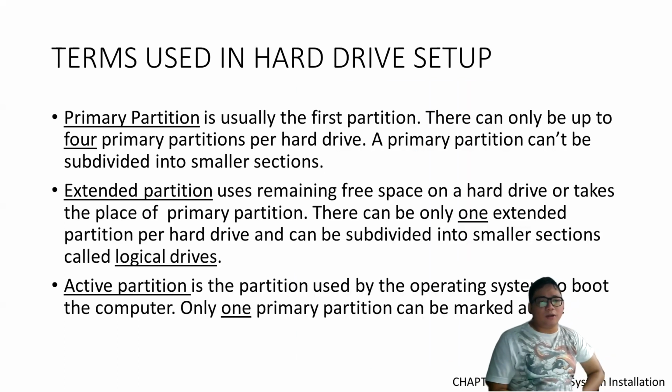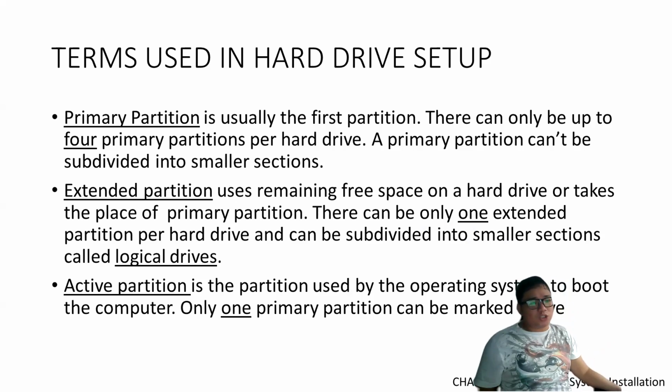Okay. So the terms used in hard drive setup, we have the primary partition. It is usually the first partition. There can only be up to 4 primary partitions per hard drive. So 4 lang ang maximum. A primary partition can be subdivided into smaller sections because that would be for the operating system.